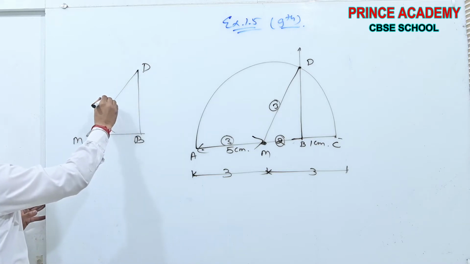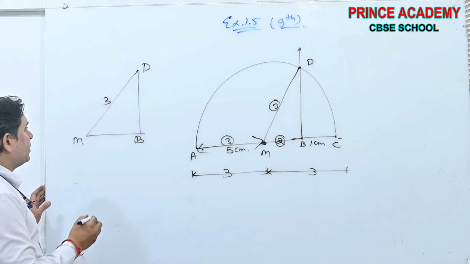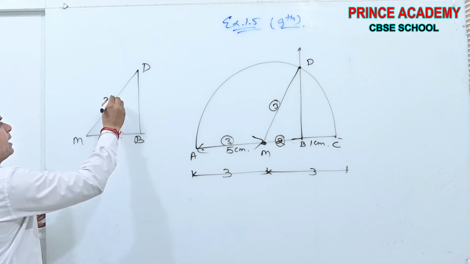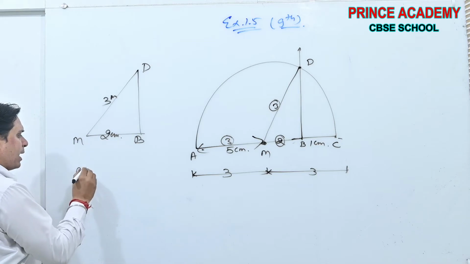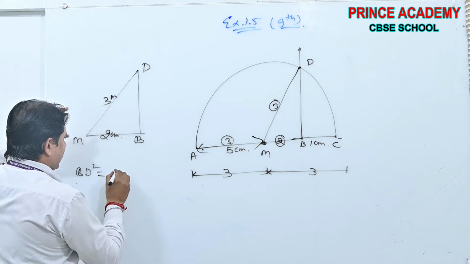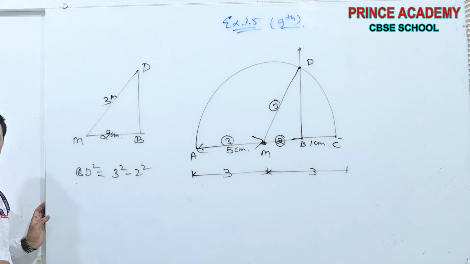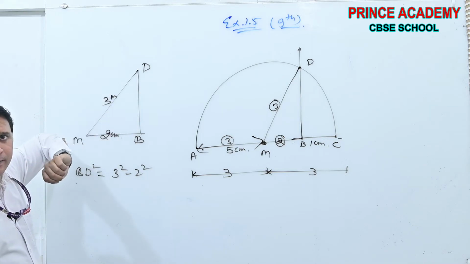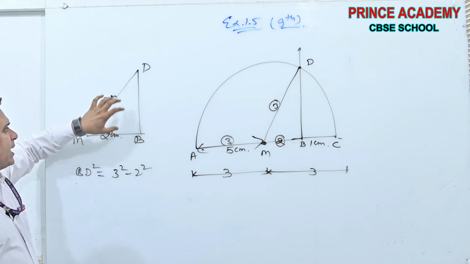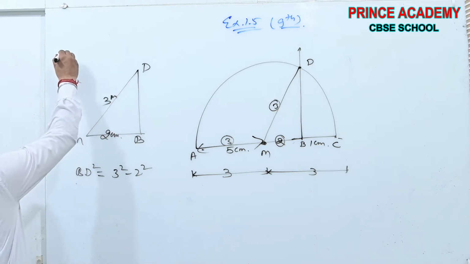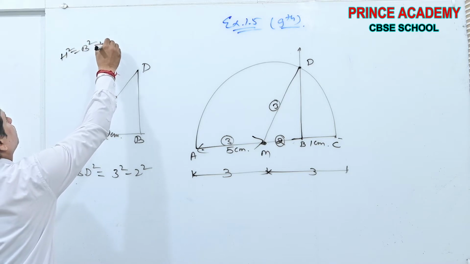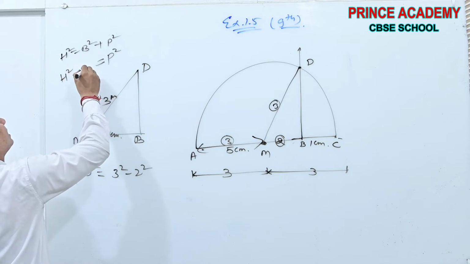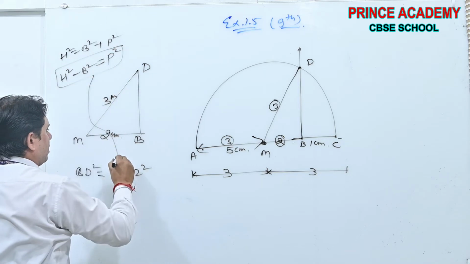MBD. This is 3 centimeters. This is 2 centimeters. What will it be? BD square will be this square minus this square. Yes or no, beta? Hypotenuse square is the sum of this and this, so its square will be this square minus this square. This is so obvious. H square is equal to B square plus P square, so P square will be H square minus B square. We have used this. Okay.